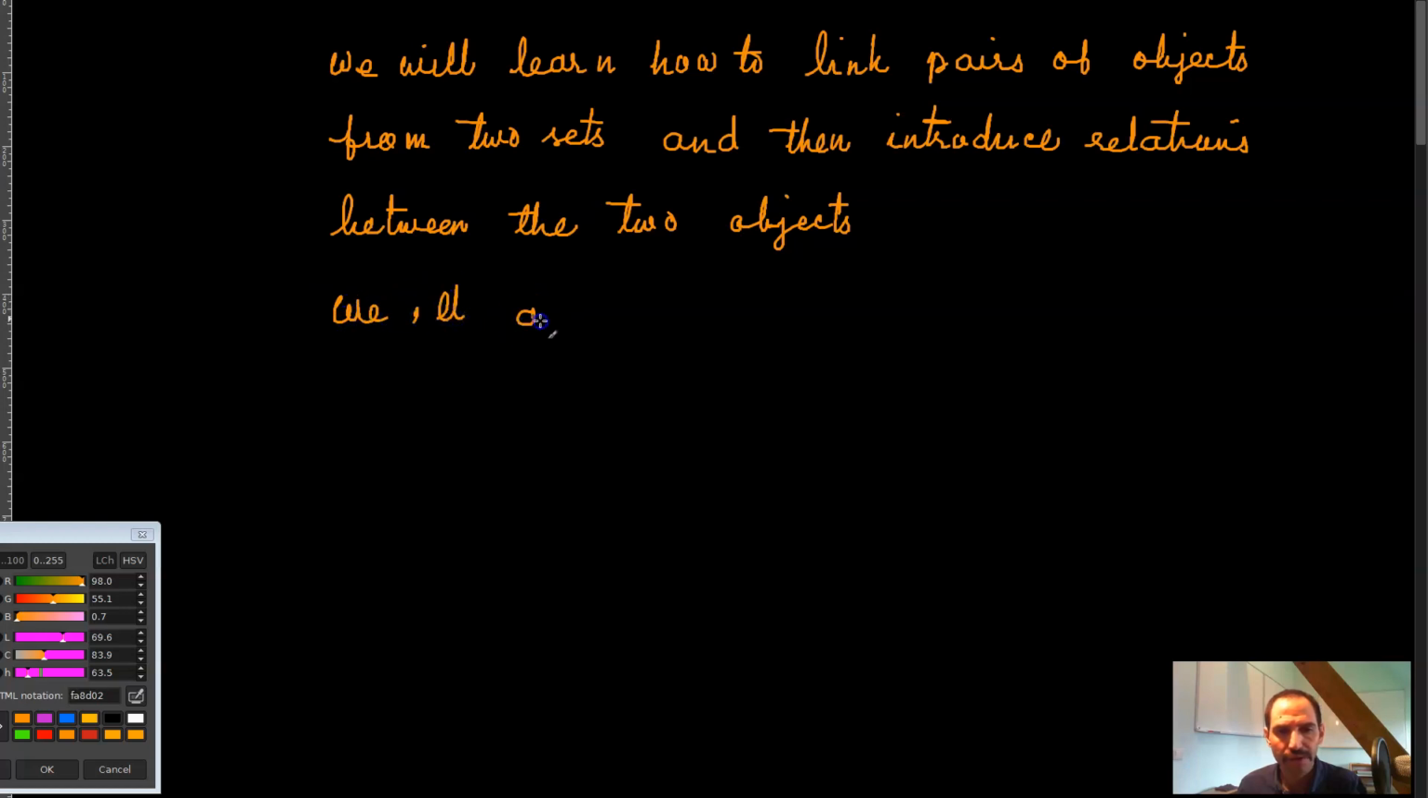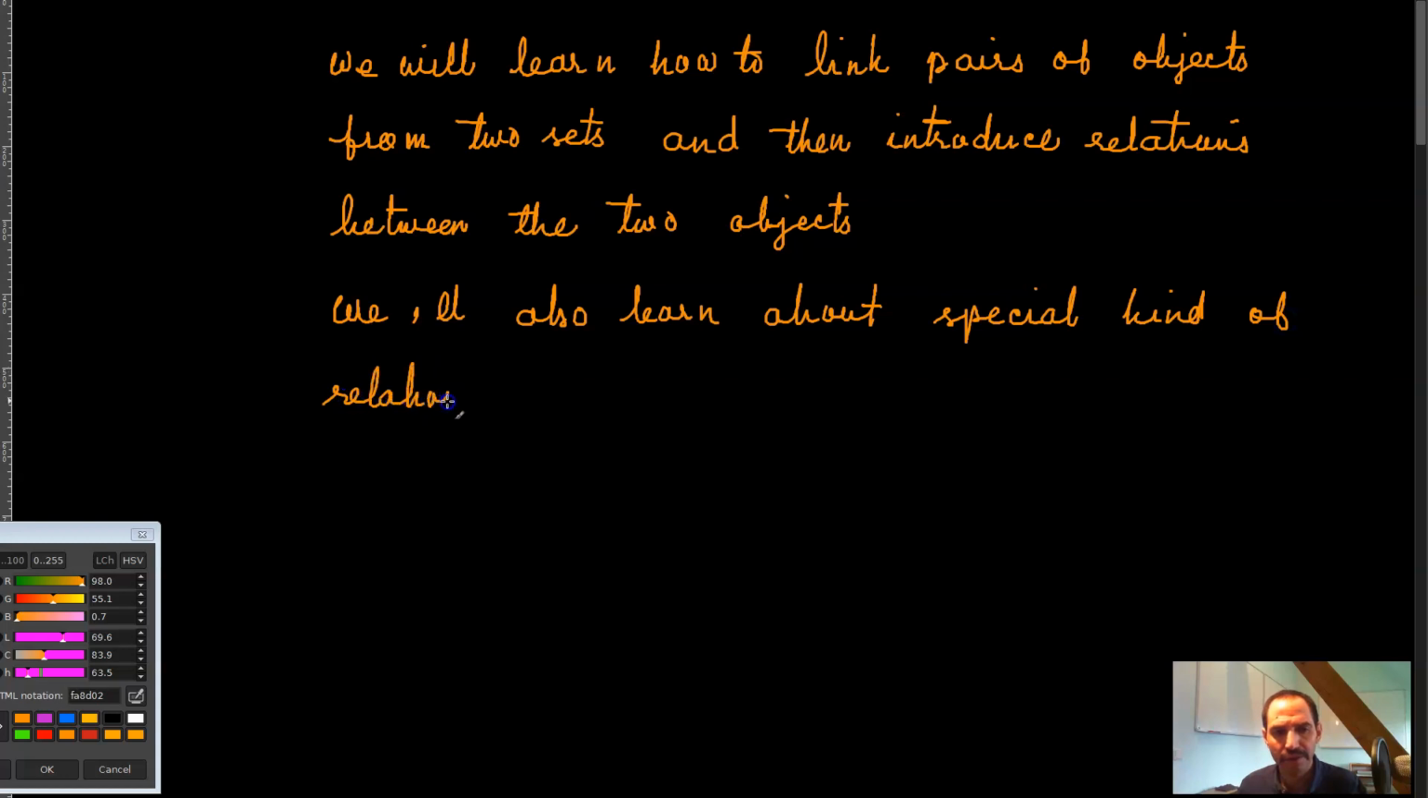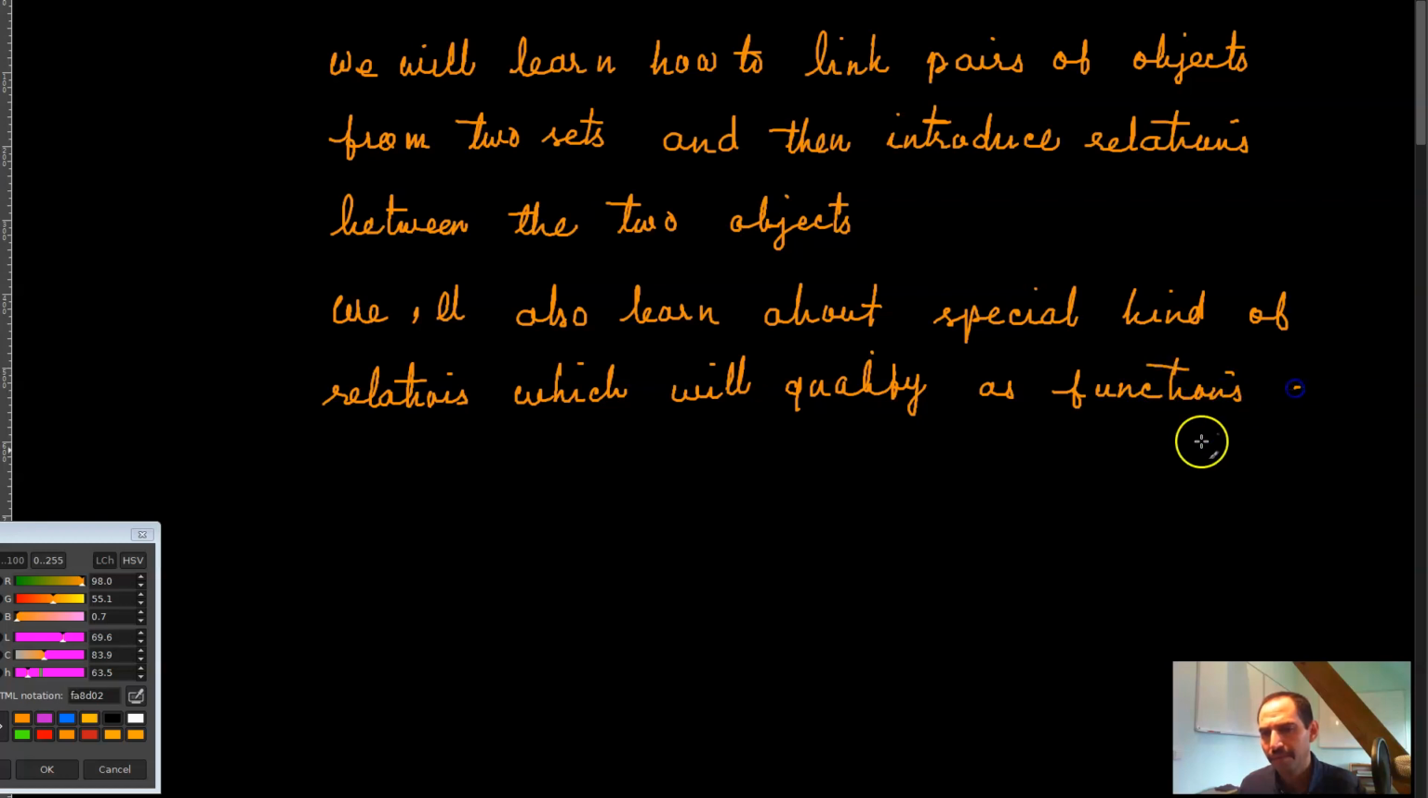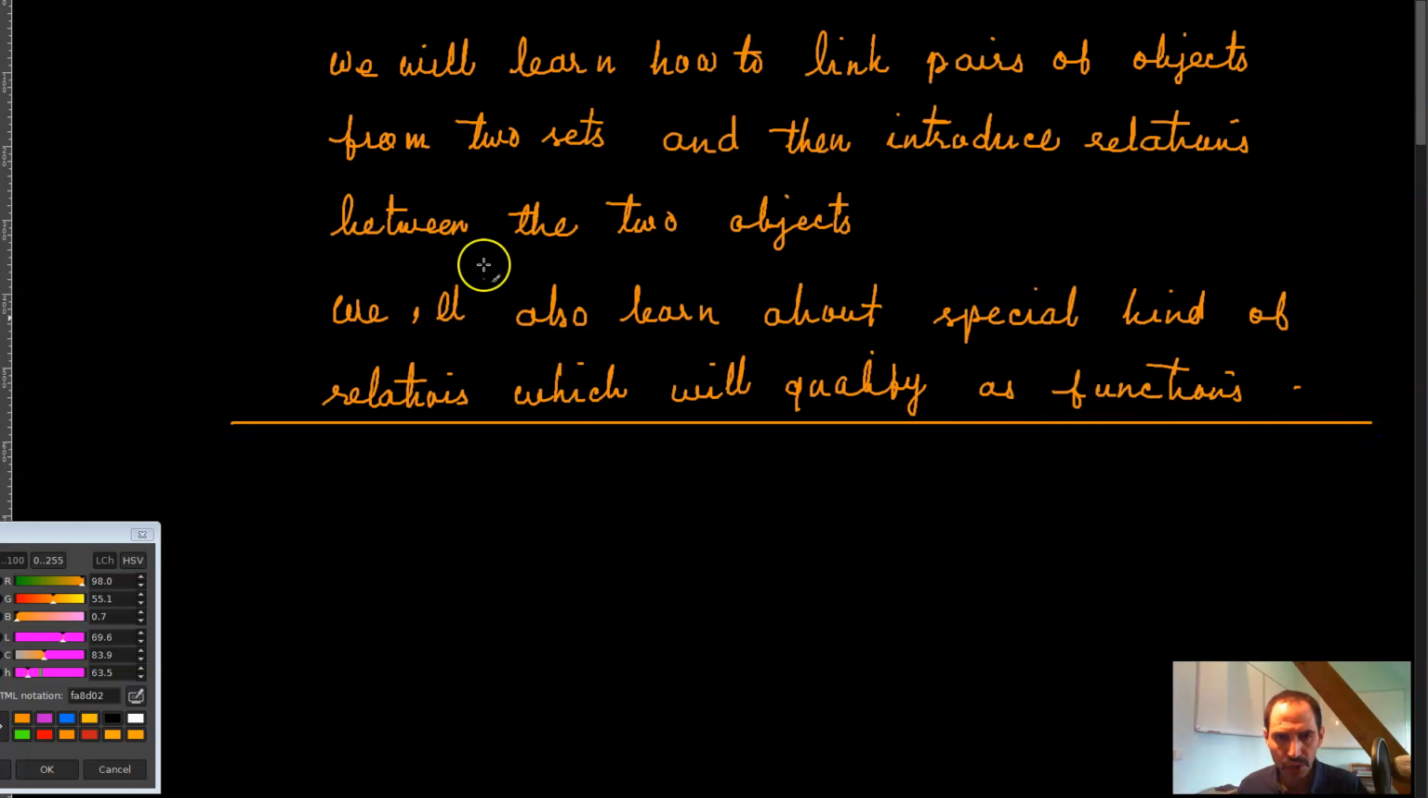We will also learn about special kinds of relations which will qualify as functions. Of course I'm sure that this is not new to you, because you have most probably taken the previous course that comes in this roadmap. But in case you haven't done so, I don't think that there is anything for you to worry about, because we will go over all of these concepts and we will understand all of these concepts together.